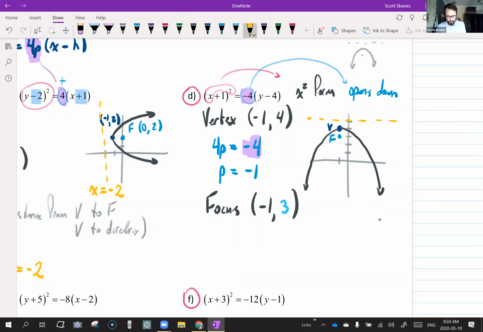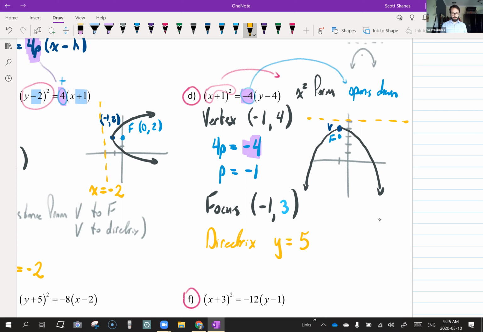Remember, the focus and the directrix are the same distance apart from the vertex, and it's by the value of p. So the distance is p, or 1. So the directrix, in this case, it's a flat line like this, but I said it has the same equation letter as the one touching p. So it's y equals, and they all have a y value of 5.